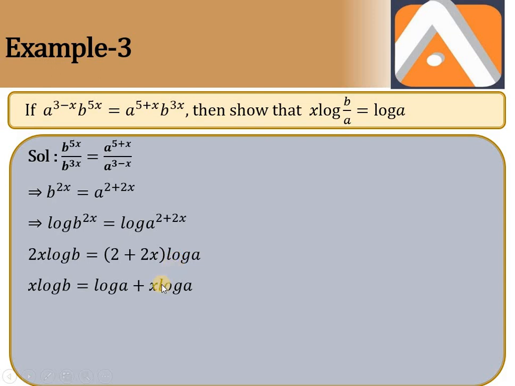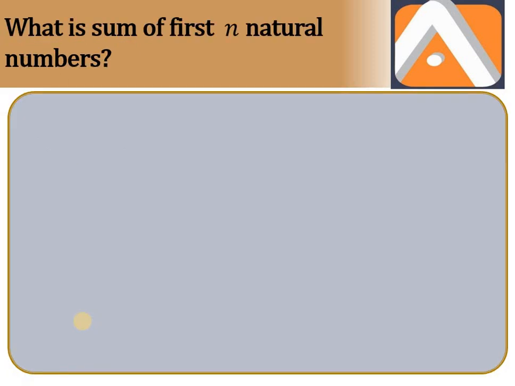So now bring this x log a to this side. So what we are going to get? x into log b minus log a is equal to log a. After bringing this x log a to the left side, take x common, that becomes log b minus log a is equal to log a. Log b minus log a can be written as log b upon a. So x into log b upon a is equal to log a. So hence proved. Now let us move to the next question.